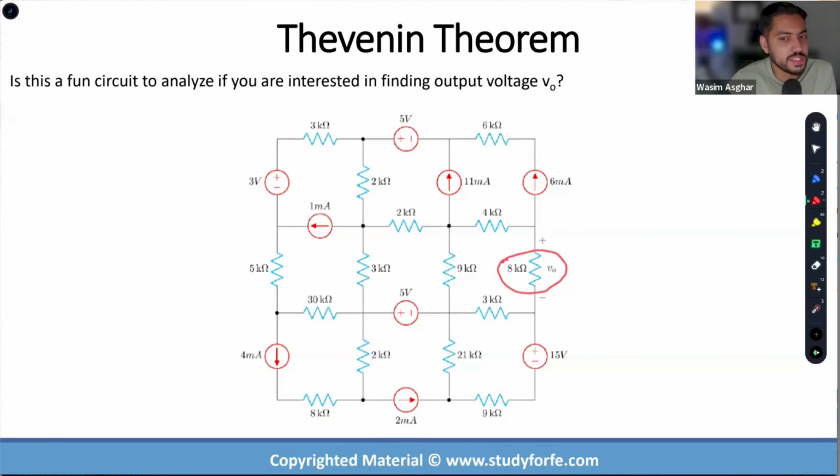Now, the idea is that this V naught is appearing across a resistor which is 8 kilo ohms. If I'm calling the voltage across this 8 kilo ohm resistor V naught, does it make sense for me to call this 8K resistor R naught, right? V naught is associated with R naught, the current through it is I naught, the power drop in it is P naught, and so on and so forth, right? This is basically my output resistor, okay?